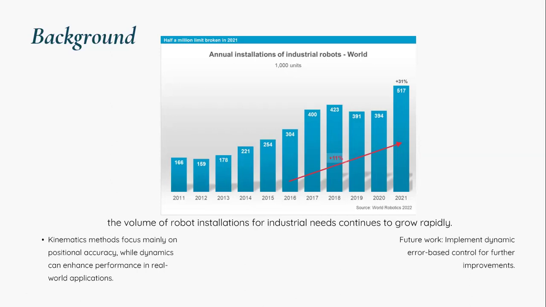According to data from the International Federation of Robotics, in the World Robotics Report released in October 2022, the volume of robot installation for industrial needs continued to grow rapidly. In 2011, the number of robots installed was 166,000 units. Meanwhile, in 2021, the number of robots installed was 517,000 units, meaning that in 10 years, the use of robots increased by around 211.44%.